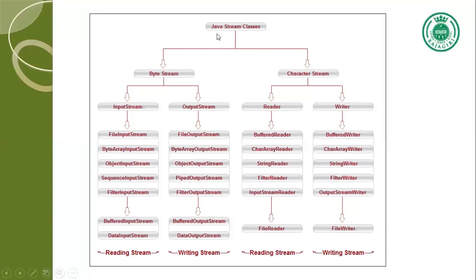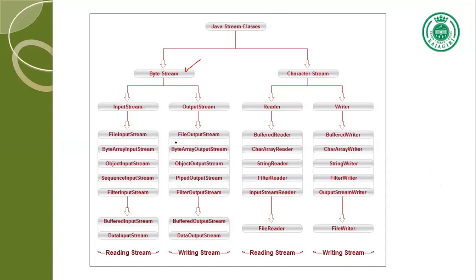Now let's see about the various Java stream classes. There are several Java stream classes. We will see many of them. It is mainly categorized into two: either if you want to read it byte-wise, or if you want to read it character-wise. The one you see on the left, you call it byte stream, and then you have the character stream. Now look below, with the byte stream, you can do both reading and writing.